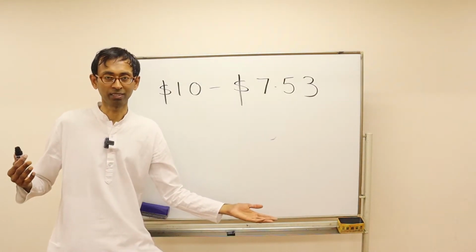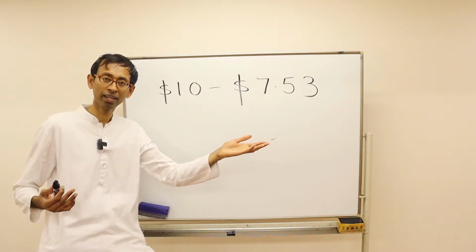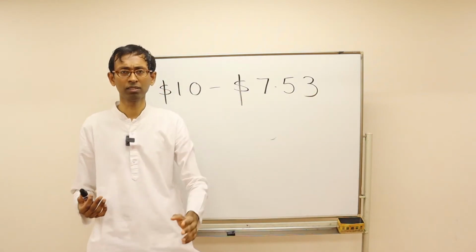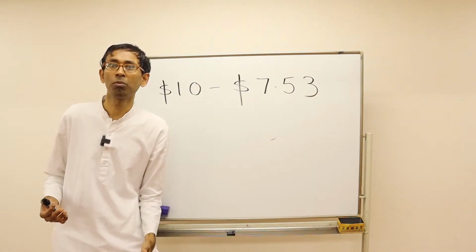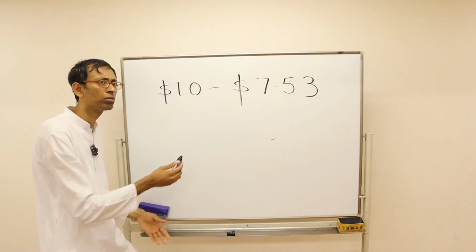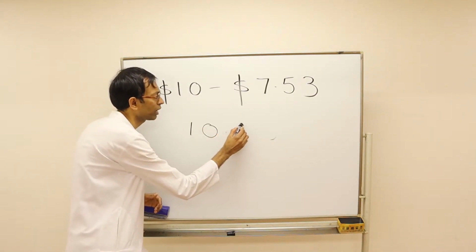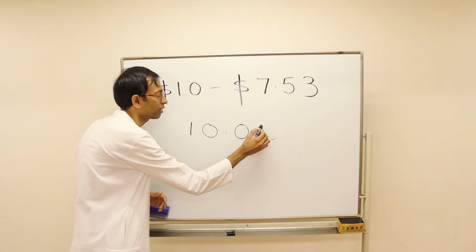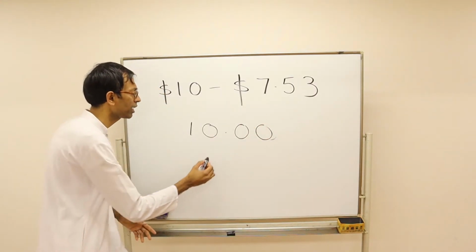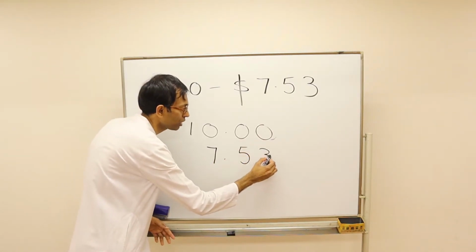Suppose you went to US, okay, you gave a $10 note to buy something worth $7.53. How do you solve this problem? How much change should you get? Okay, so we can use the same way. So $10, we put a decimal point here and then you can add as many zeros as you want. And then we subtract 7.53.